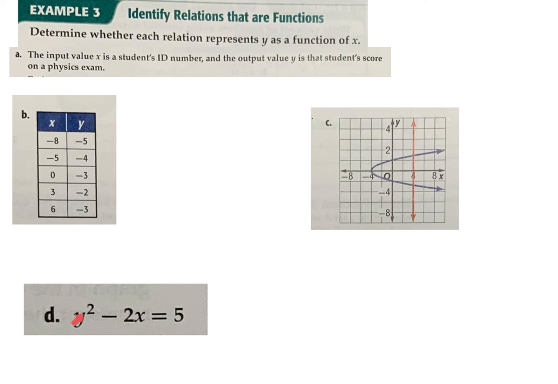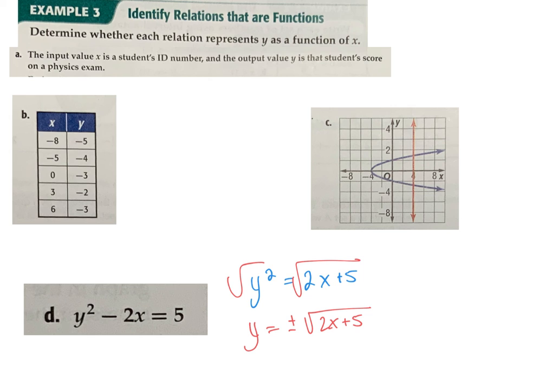Okay? What happens when we have a function that just looks like this? How do we know? So what we do here is what we did on bell work. We get the Y by itself. Okay? We will move the 2x over, so we'll have Y squared equals 2x plus 5. And then how do I solve this? Well, I have to take the square root of both sides. Y is going to equal the positive or negative root of 2x plus 5.